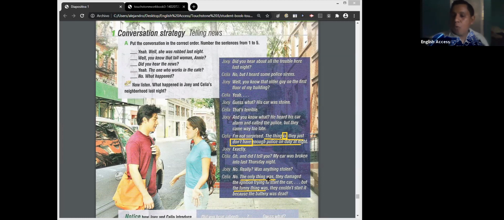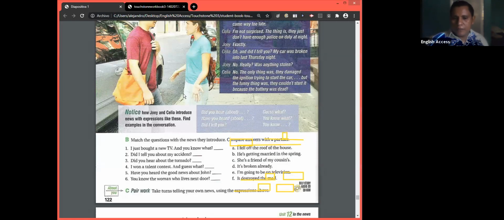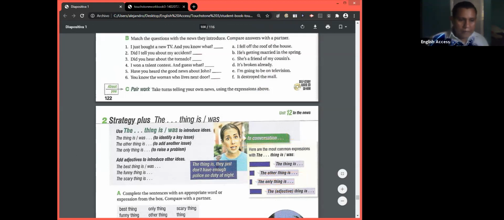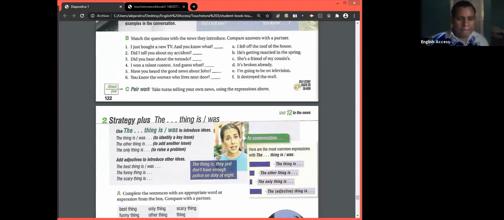Now, the thing was, it's in the past. So the actions that follow are in the past. They damaged the ignition key. The funny thing was they couldn't start it. So look at this part in the book. It says, use the thing is, the thing was, to introduce ideas. To introduce ideas, all right? So for example, okay?